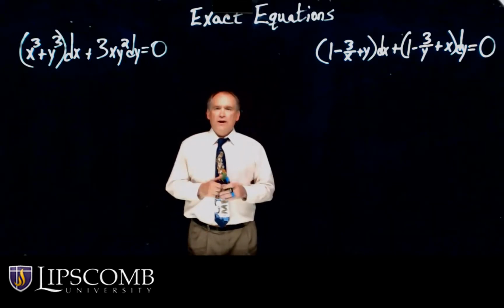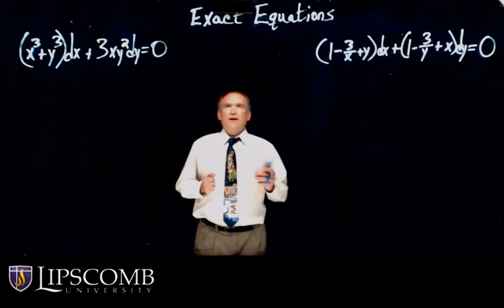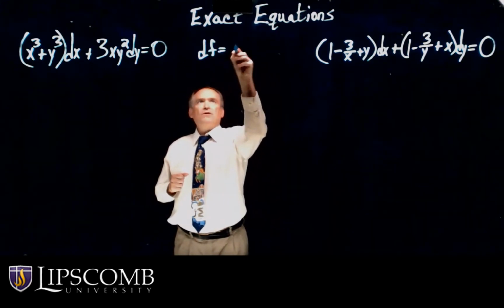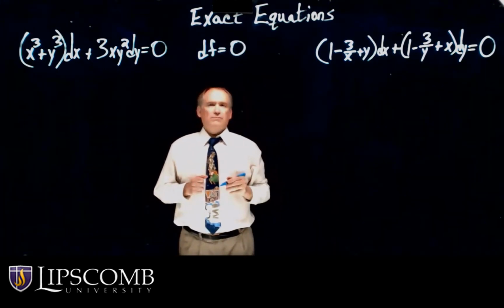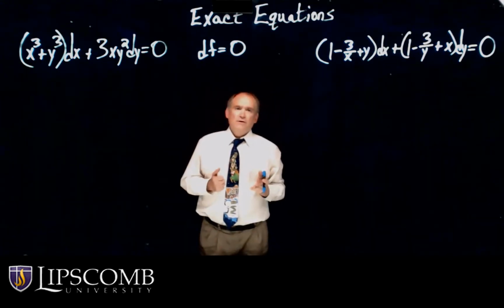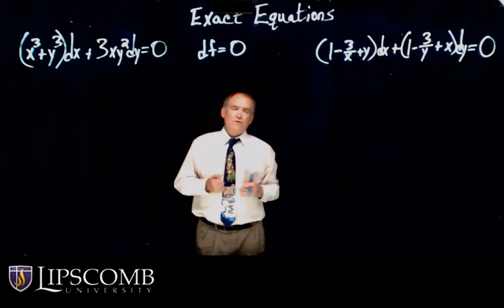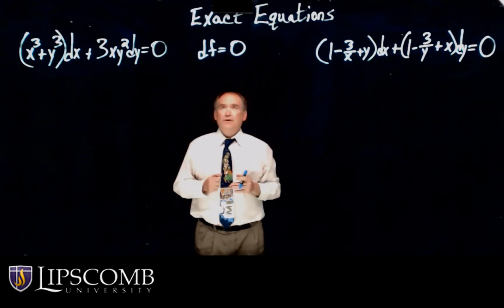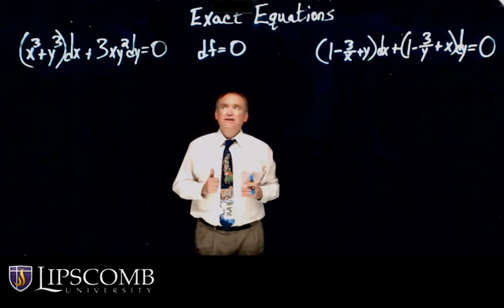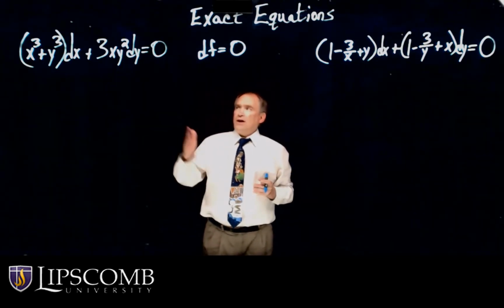Now we look at our next method, and we're dealing with what's called exact equations. So the idea, again, is that it comes from df equal to 0. So we want to have the total differential of some function on one side and 0 on the other side, so we can integrate, because the integral of df is f and the integral of 0 is c. So I've got two examples.